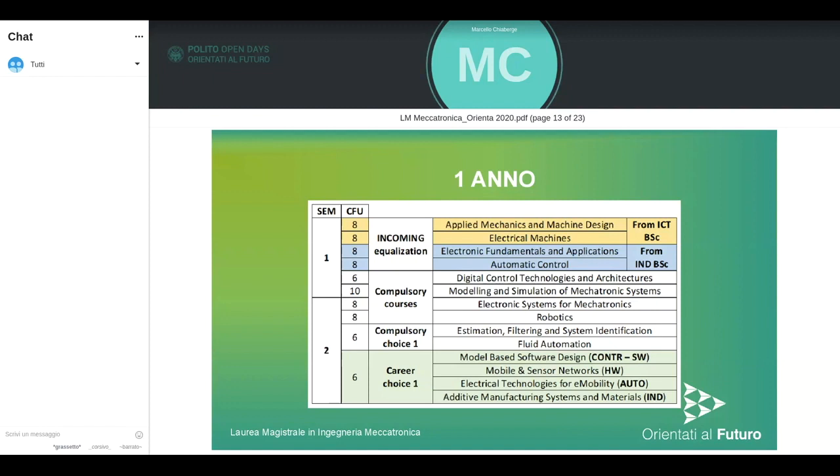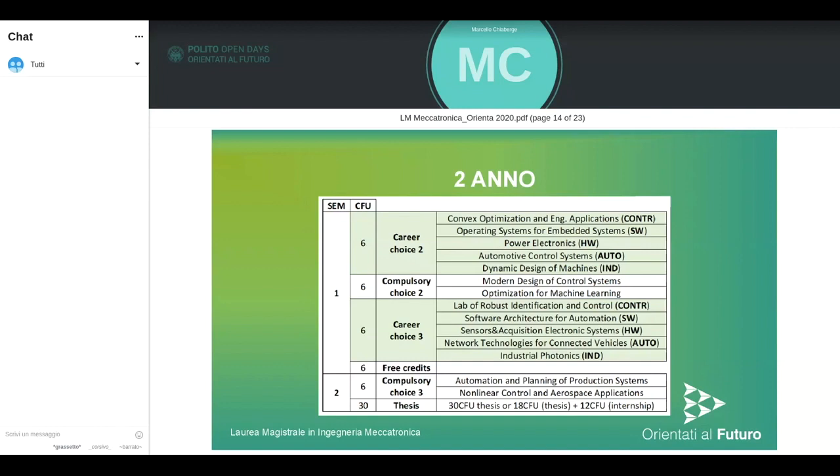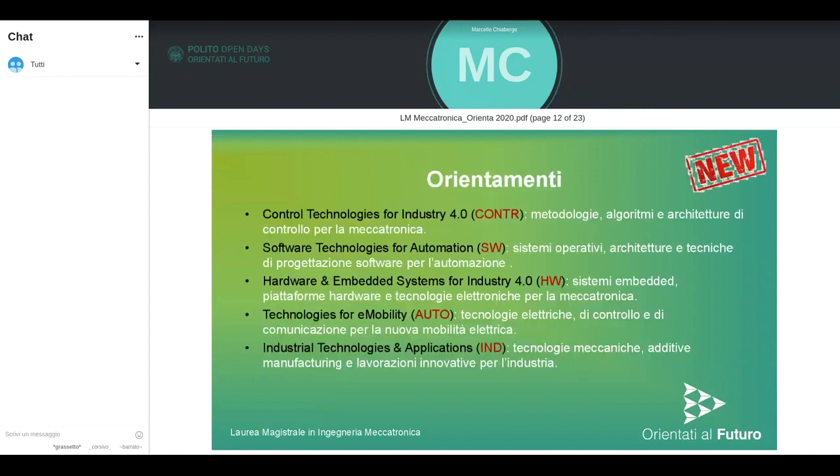Then after this first equalization, all the people must make the choice between two mandatory courses. This is just to give you some more flexibility in your study plan. And then you will have three career choices that depend on the career you want to follow in mechatronics, and this is something new.